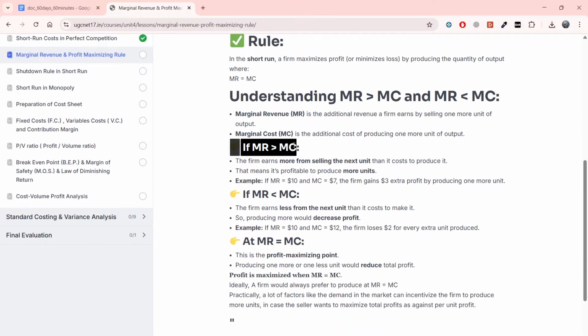If MR, marginal revenue, is greater than marginal cost, the firm earns more from selling the next unit than it costs to produce. So हम बनाएंगे. अगर marginal revenue कम है marginal cost से तो हम profit decrease कर रहे हैं. At MR equal to MC, that is the profit maximizing point. Producing one more or less unit would reduce total profit.